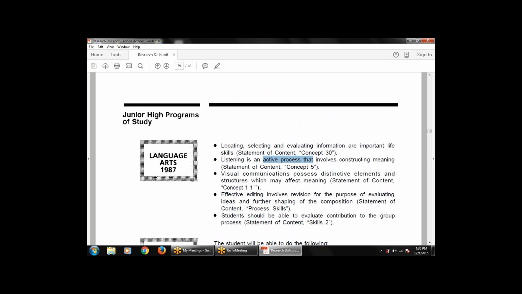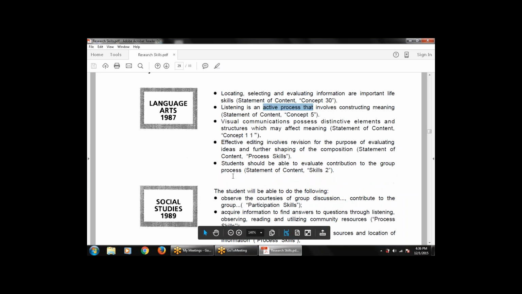Then visual communication processes the distinctive elements in the structure that may also affect the meaning. Then effective editing involves revision for the purpose of evaluating the ideas, that is how to evaluate the ideas and how to shape the compositions. Then the student should be able to evaluate the contribution to the group process, that is how to contribute to the group process. That is a part of the language arts, the junior high program of study.